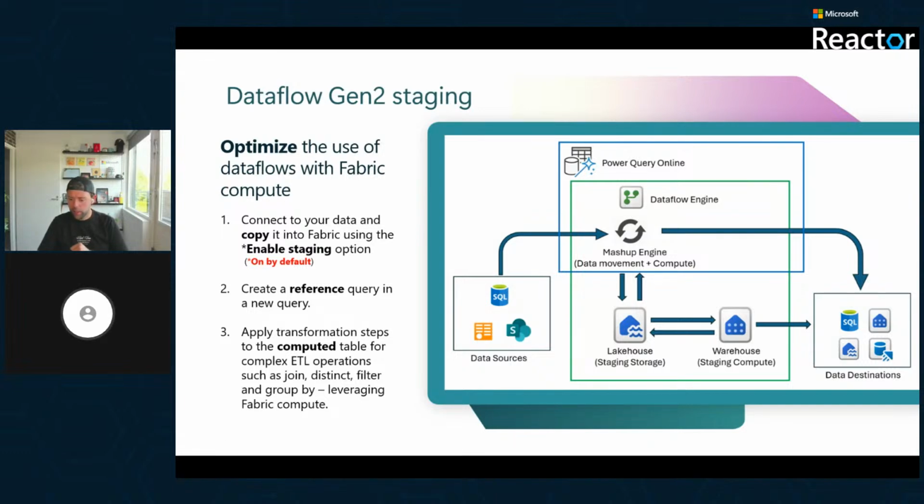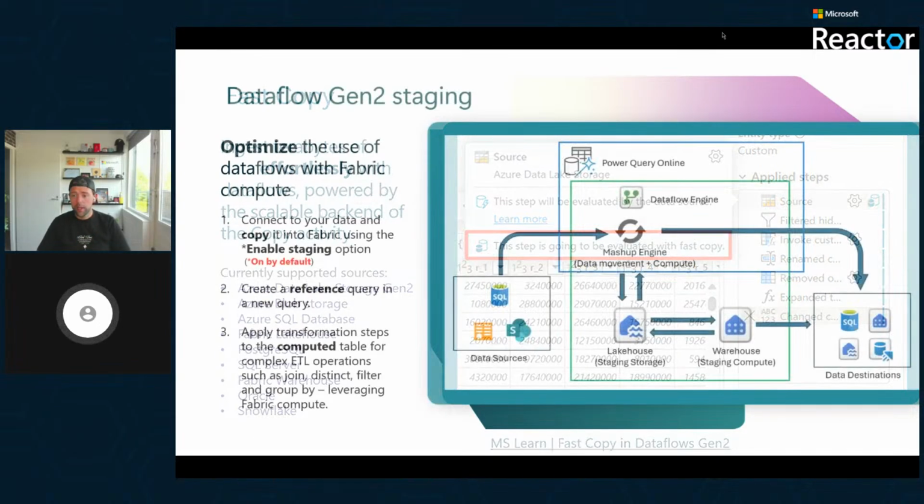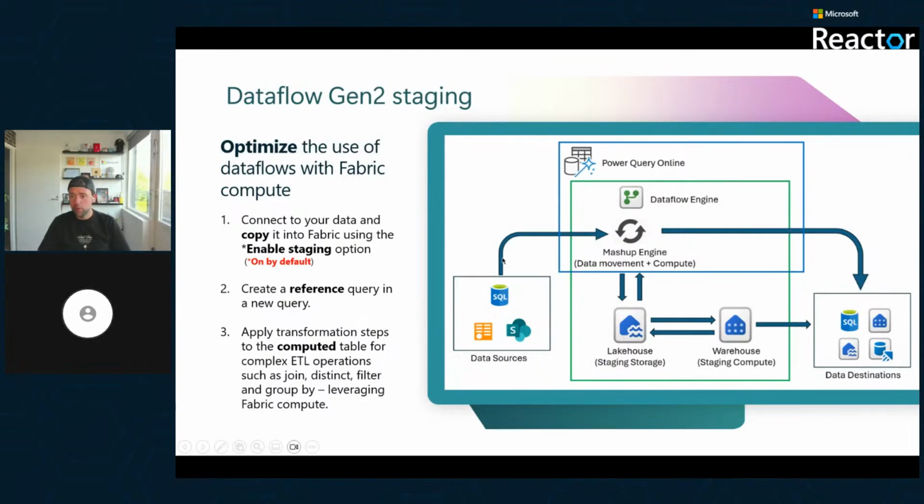And if we have one more slide here. There is another step that's very important in this one, and that is fast copy. So if we go back here, we see that data is being moved from here to the engine, and then we have the staging storage. But there is a quick way for us to actually get this data from the source to the lakehouse by using fast copy. Because what fast copy allows us to do is spin up in the backend a data pipeline.